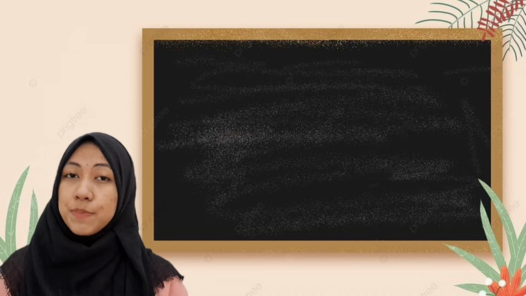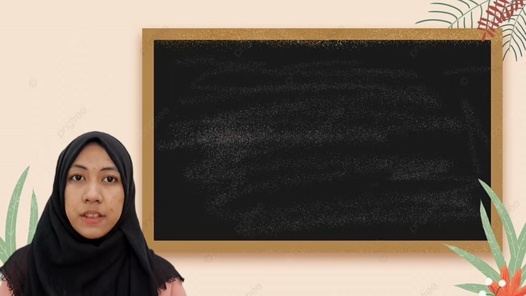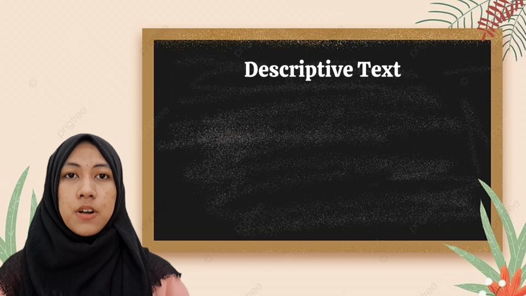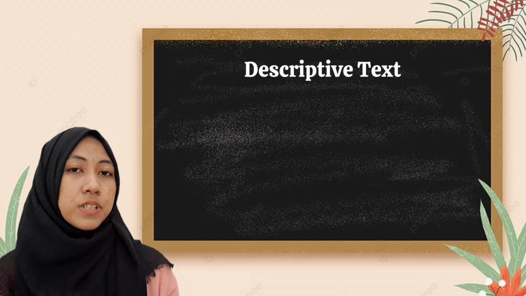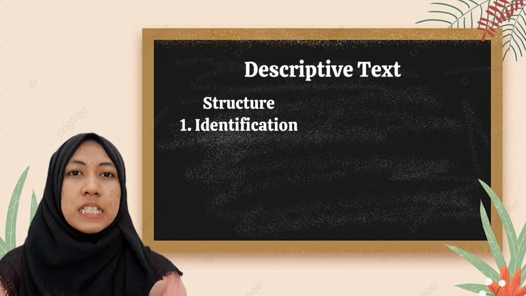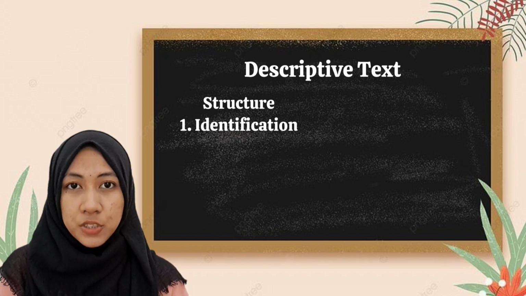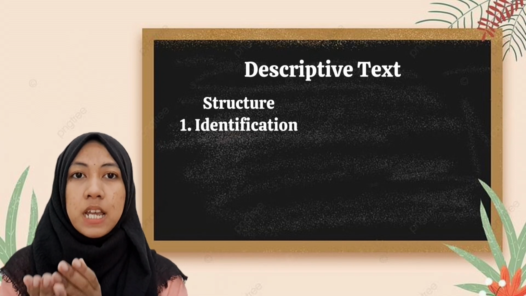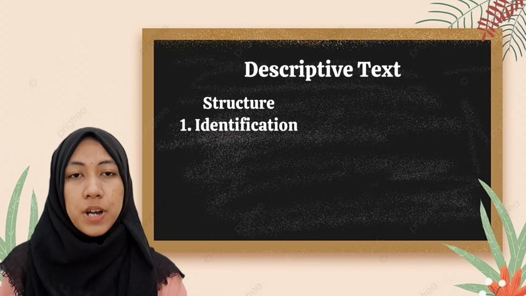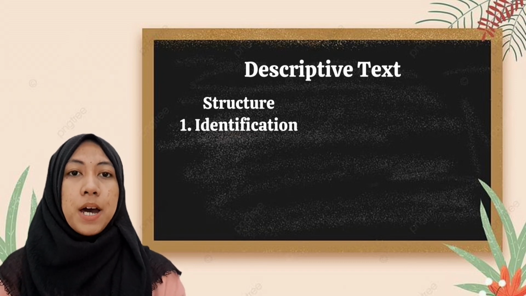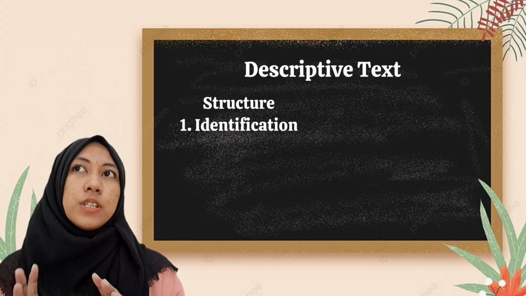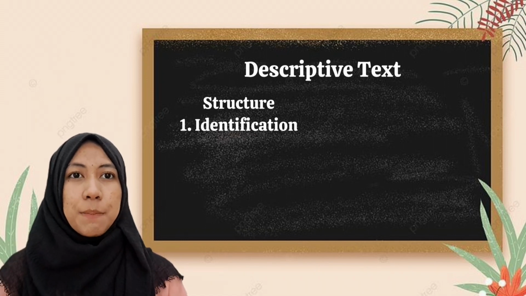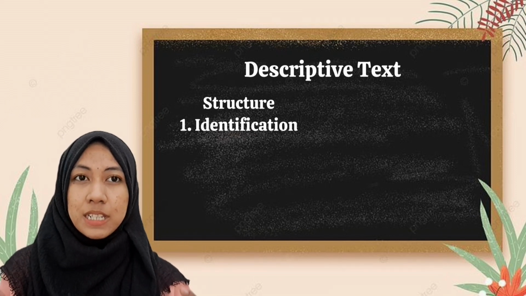Descriptive text. Descriptive text is text that creates or describes a vivid image of a person, place, object, or event. So for the general structure, the first is identification. This section is an introductory section. The writer provides a general description of the topic they will discuss or provides a brief introduction about the object. So the writers will explain in their writing a description about the object, place, or person, and so on.